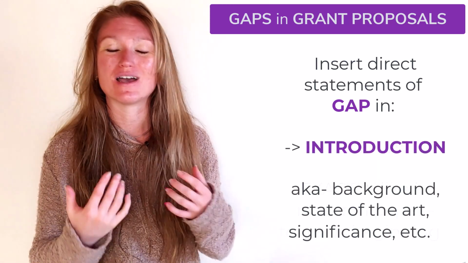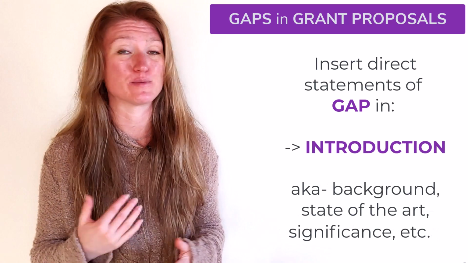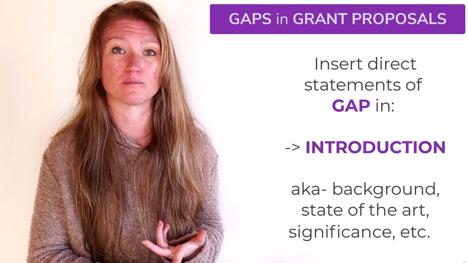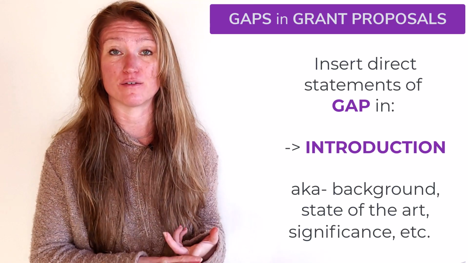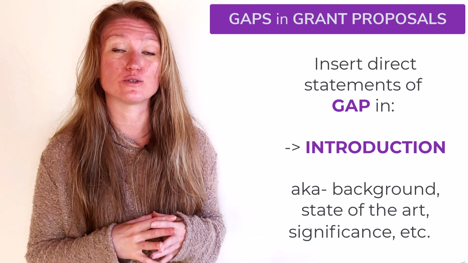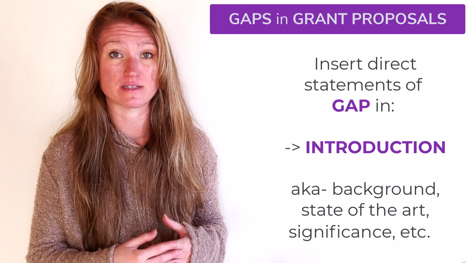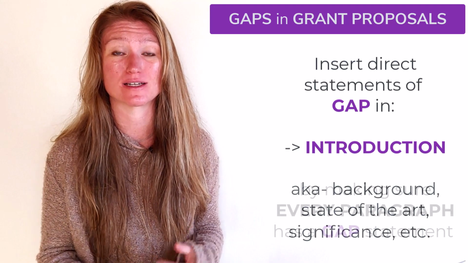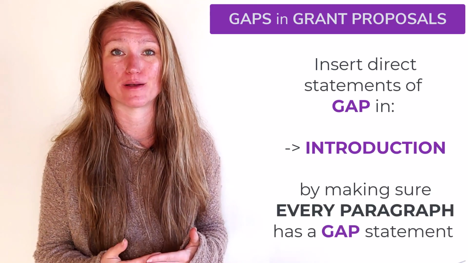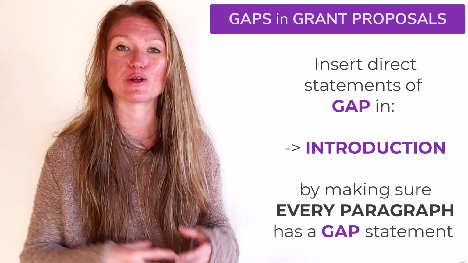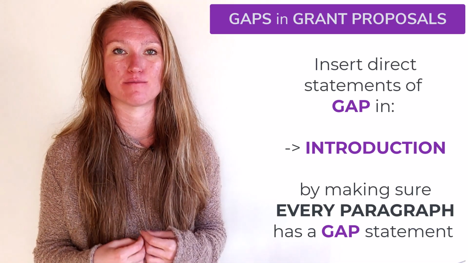Then also, your grant proposal is going to have some introductory material. You're going to have to provide background on what's been previously done in the field. And throughout these sections, we are also going to include direct statements of a gap. And we're going to do this in the exact same way as the introduction, making sure that every single paragraph of our introduction of our grant, just like our research paper, ends with a direct statement of the gap.